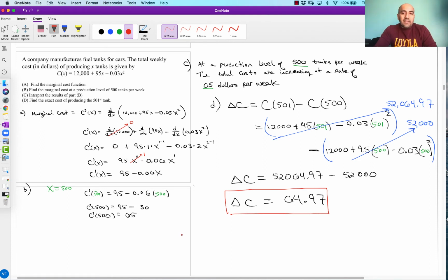To get the exact answer, we'd have to find this delta C, which we did, and this is just confirming for us that this is a pretty good guess. $65, pretty close to $64.97.